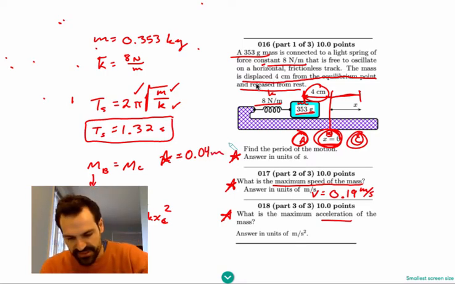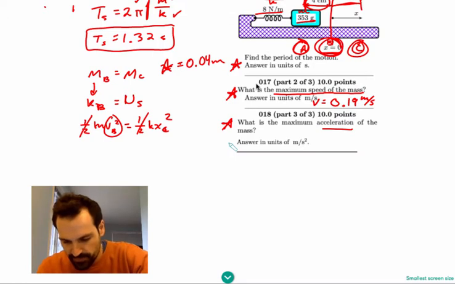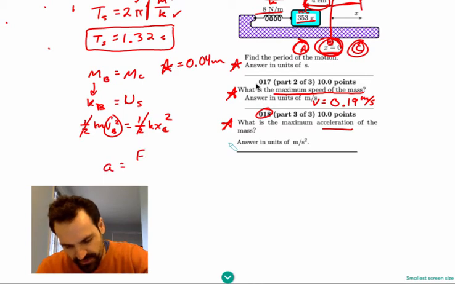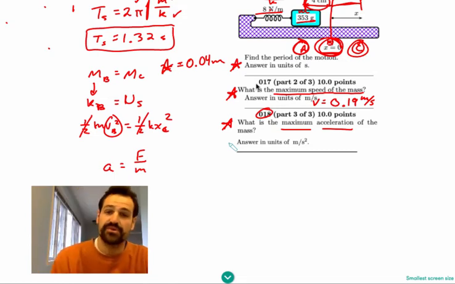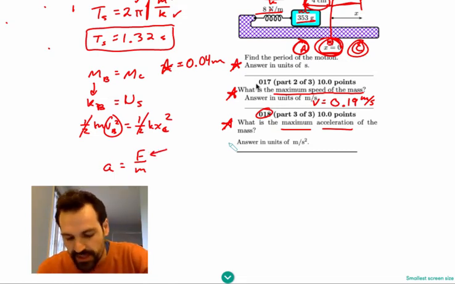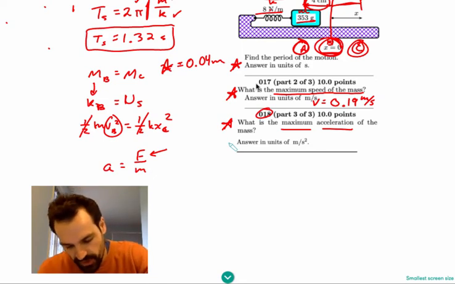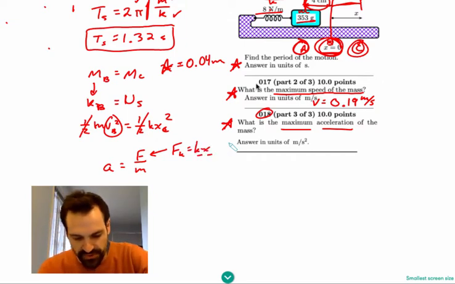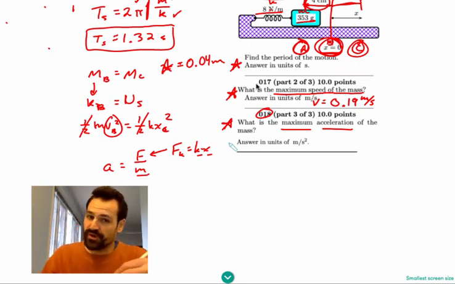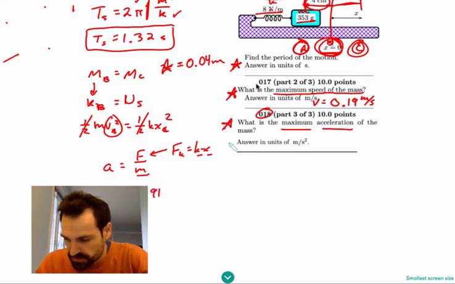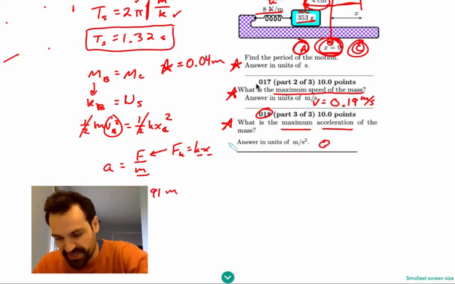So now we need to do number 18, which is maximum acceleration. And acceleration is force divided by mass, but they didn't ask for any acceleration. They want the maximum acceleration. So when it's either at position C or A, because that's when force is greatest. And we know that the force is the spring force, which is equal to kx. We know k is 8, we know x is 0.04, and we know the mass. So when you plug those in, you should get 0.91 meters per second squared.